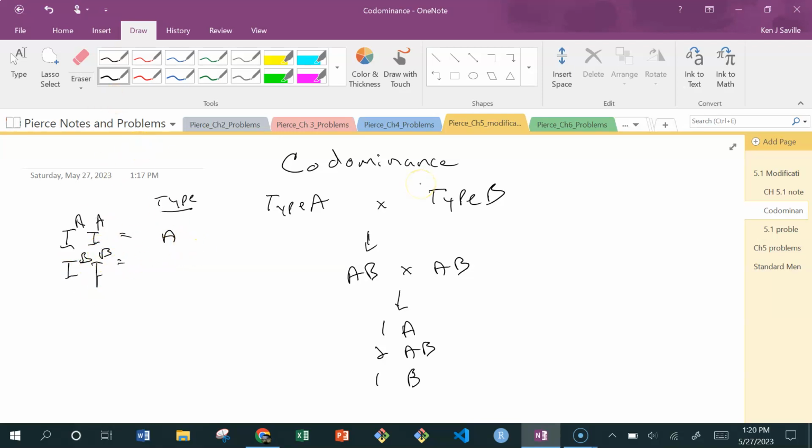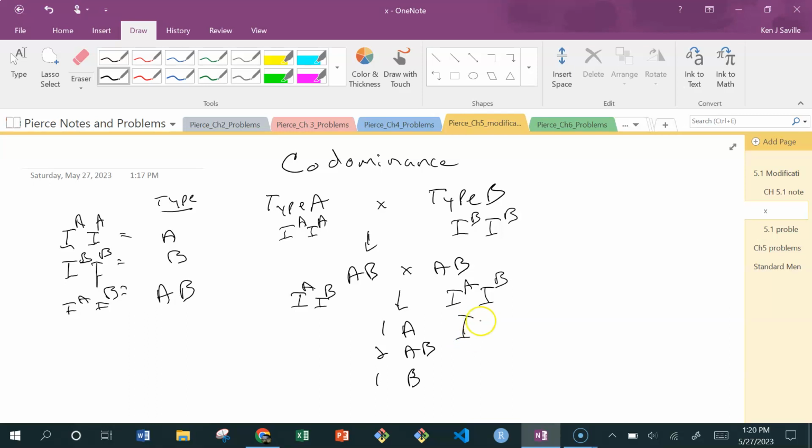We'll add another wrinkle to this in a minute, but right now we're just talking about these alleles. And then if you have a heterozygote, you have AB blood. And that's it. And that means this guy has this genotype. This guy has this genotype. And here we're just talking about codominance. And then these guys have this genotype. And these guys have this genotype.